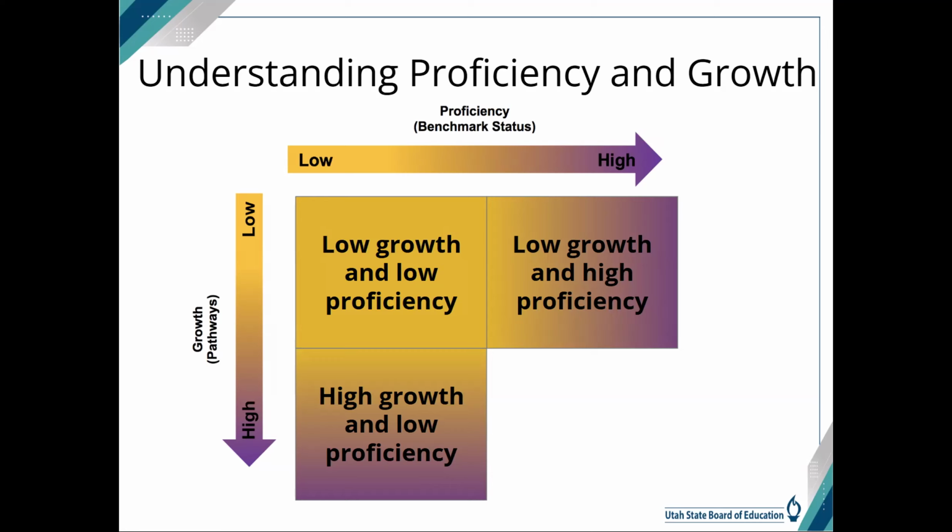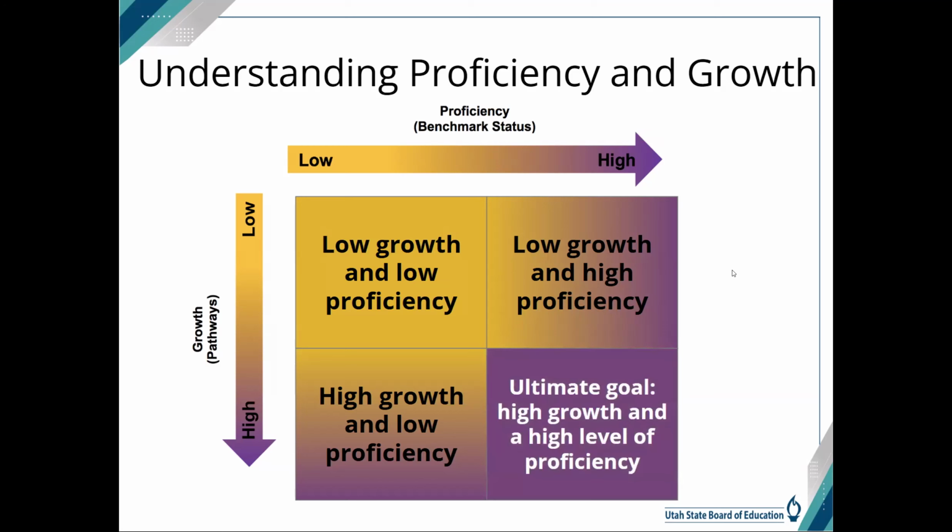Students who are at high growth but a low proficiency are on the right track. They're closing that achievement gap. They're making progress. So we just need to keep doing what we're doing with those students. Ultimately, we'd love to see students who have a high growth and a high level of proficiency. That means that our system is really effective and we have students that are good readers and also making great progress.